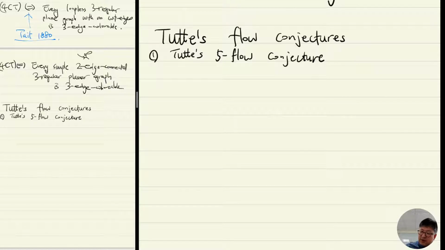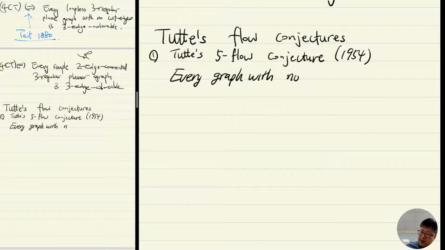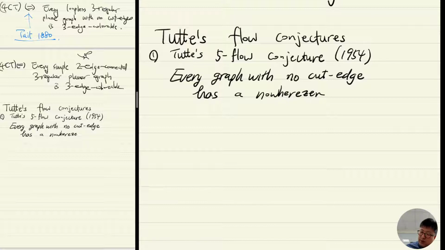In 1954, this conjecture states that every graph with no cut edge has a nowhere-zero 5-flow.